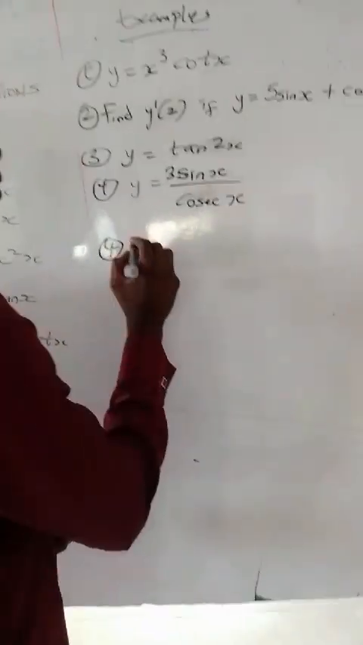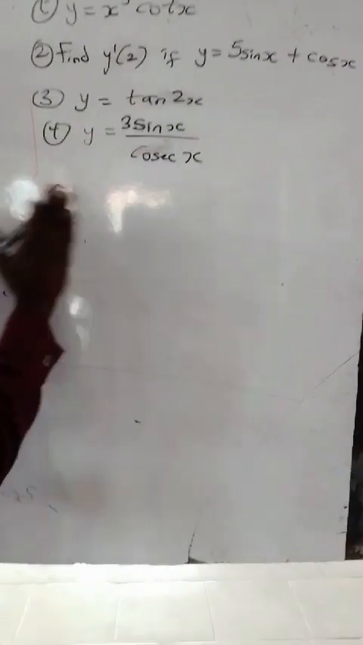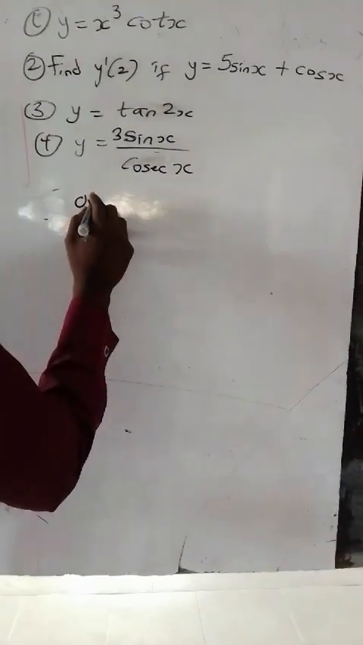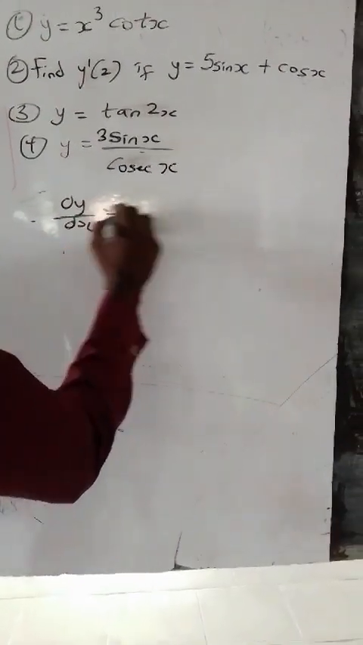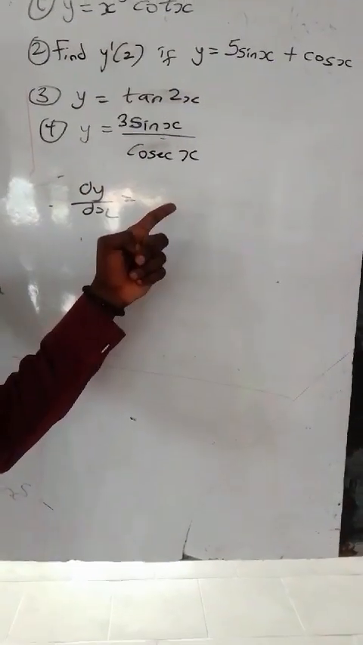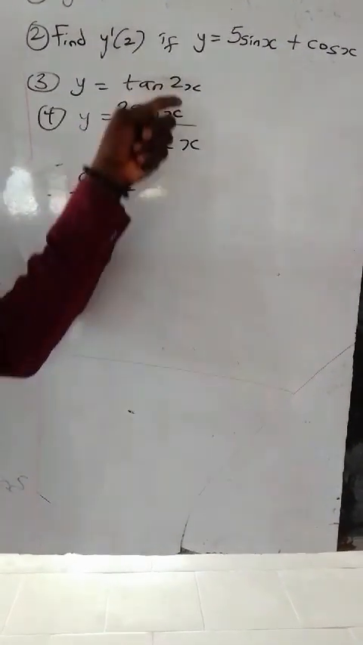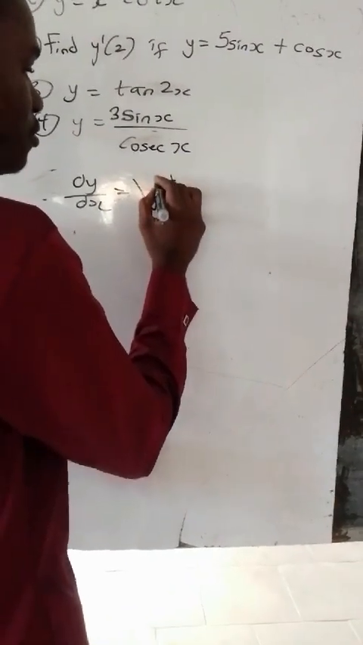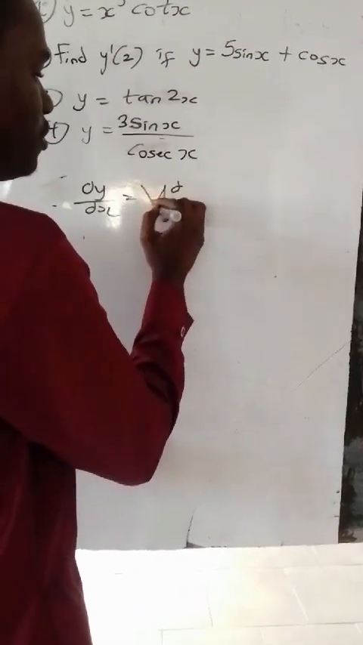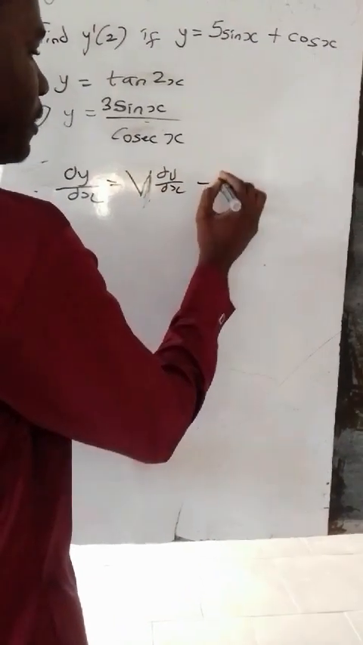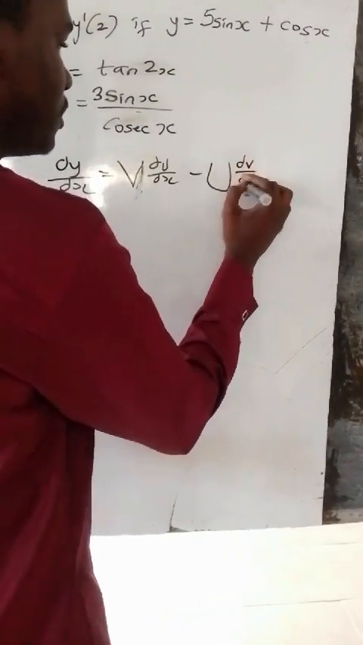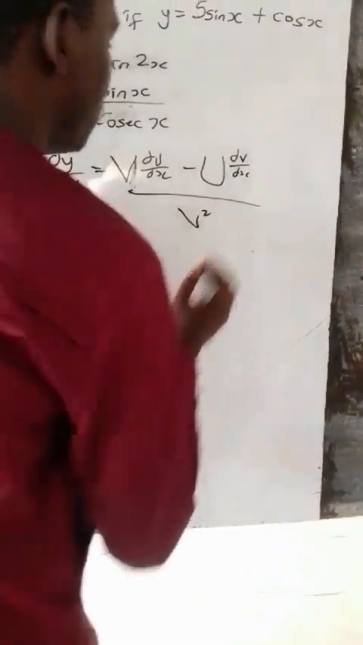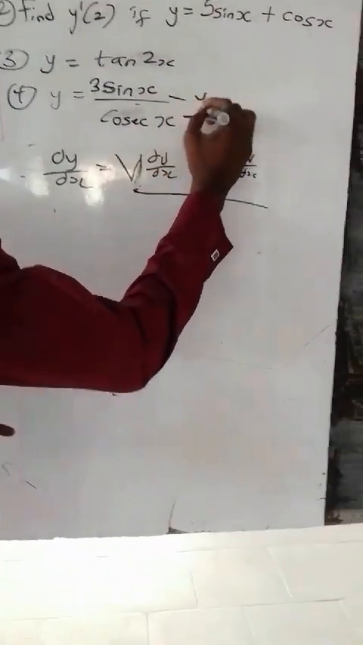Question 4. So let's solve it. Dy over dx. What kind of formula are we to use? This is the quotient function, that is u over v. So you use v du over dx minus u dv over dx, all over v squared. What is our u? This is our u. This is our v.